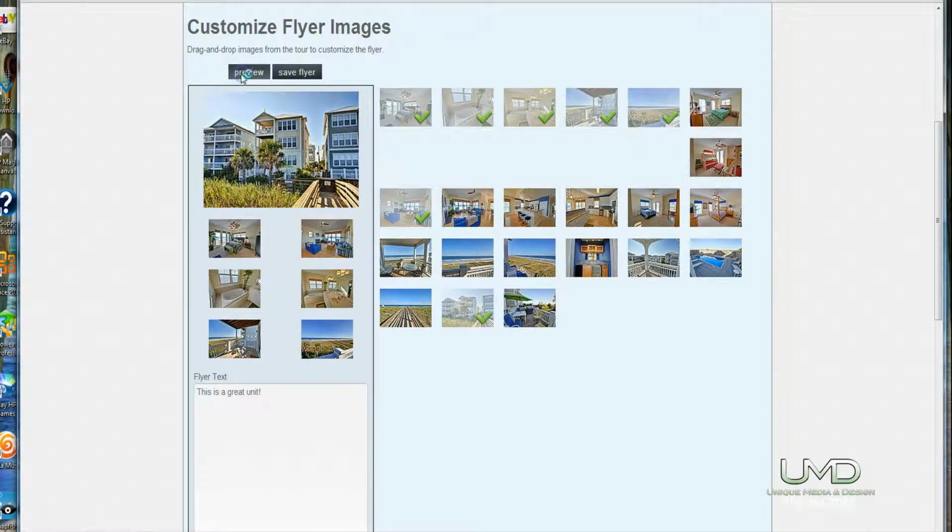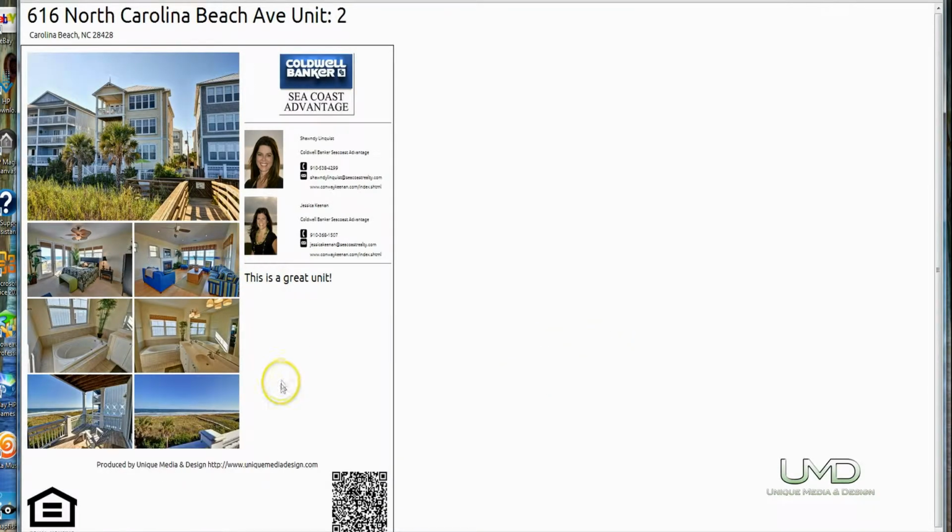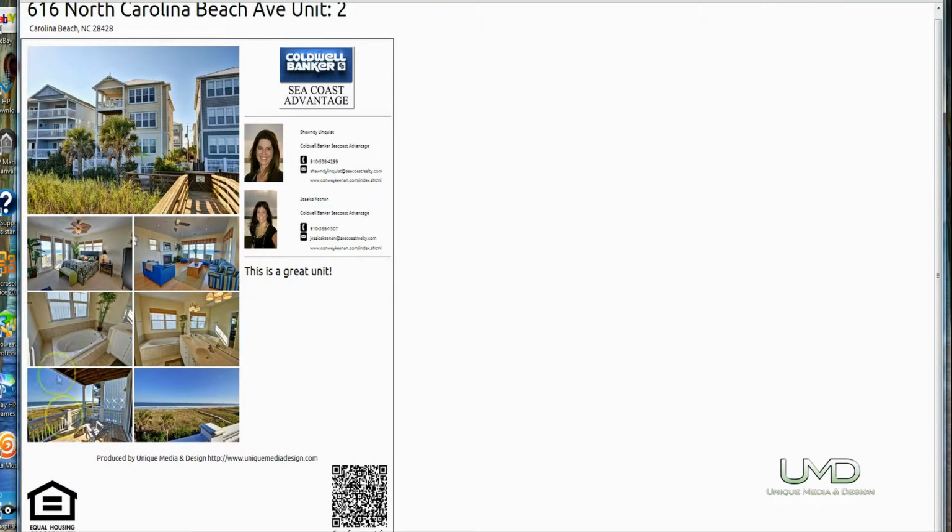And then you can preview the flyer, and all your text will be right here, all the pictures will be right here. It automatically builds a QR code, which is really neat. The QR codes are for smartphones. Basically, a person can come by and pick a flyer out of a box out in front of the house and scan the QR code, and it'll go straight to the virtual tour.